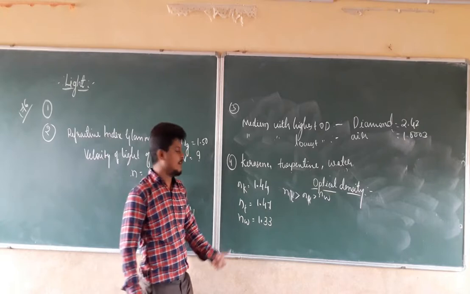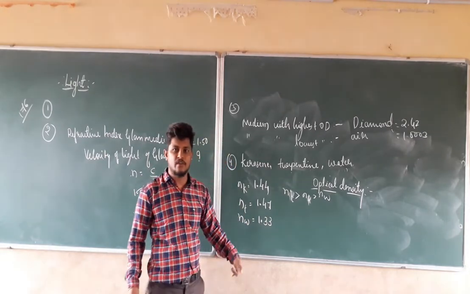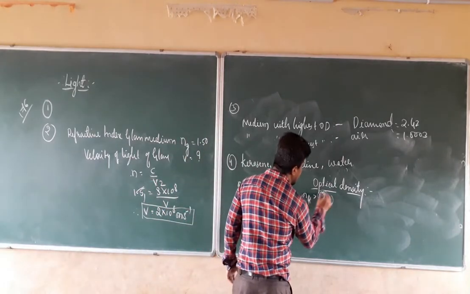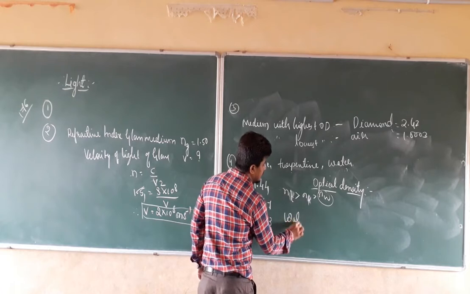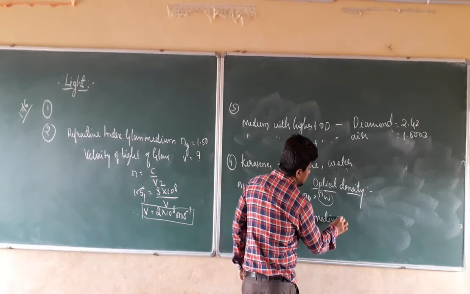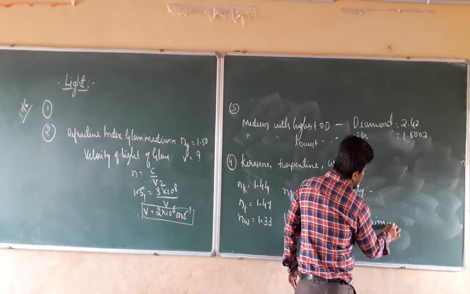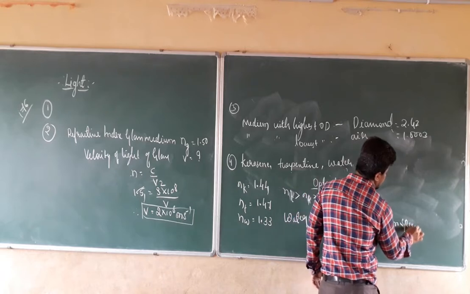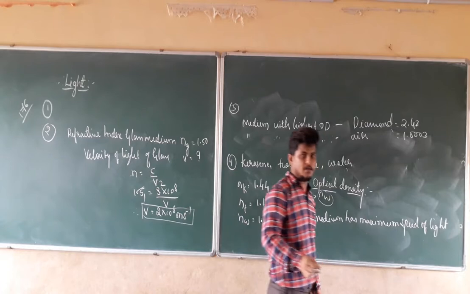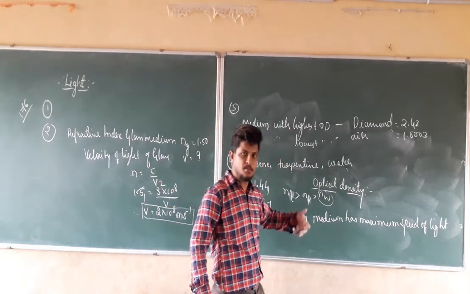The medium which has the lowest refractive index will have the maximum speed. By this data, we can say that the water medium has the maximum speed of light. Why? The lower the refractive index value, the more the speed of light.